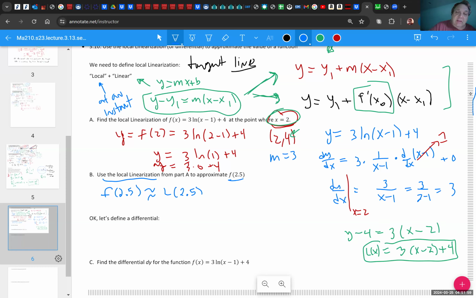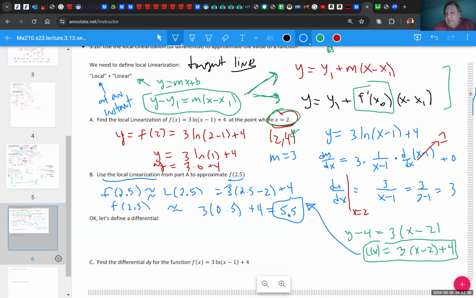Well, I know what the L function is. That's the function over here. So I would do 3 times the x value, 2.5 minus 2, plus 4. So that means the function value at 2.5 is approximately equal to, well, 2.5 minus 2 is just 0.5. So this is 3 times 0.5 plus 4. This is 1.5 plus 4, which is 5.5. So the value of the function at 2.5 is close to 5.5.